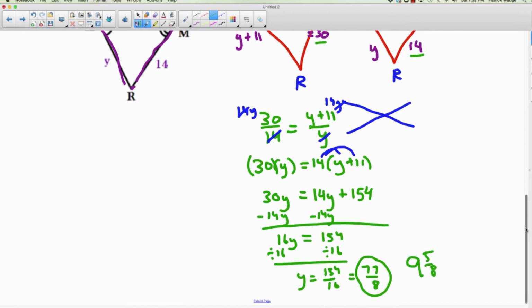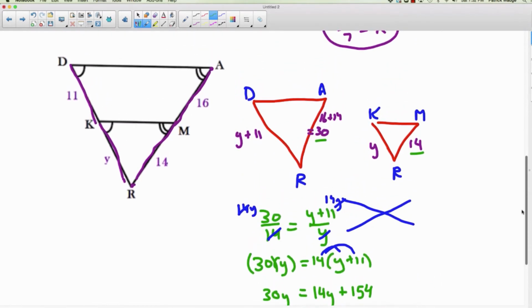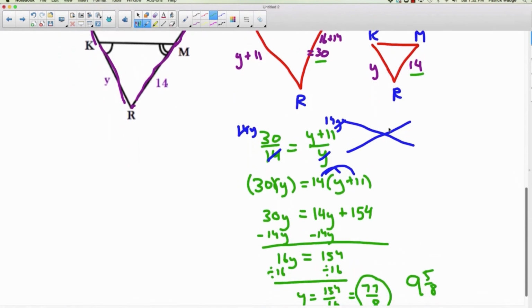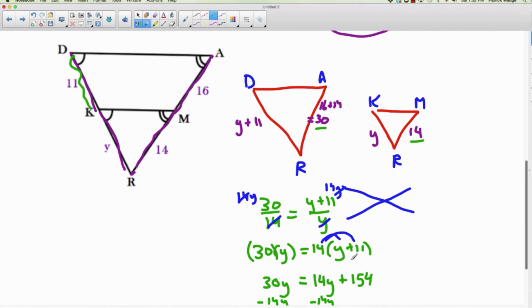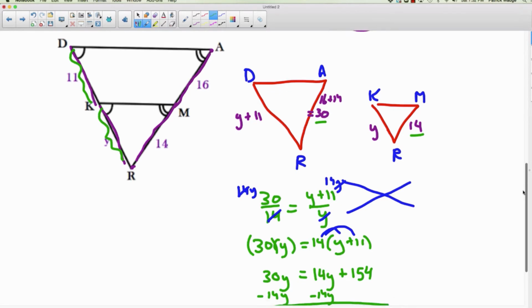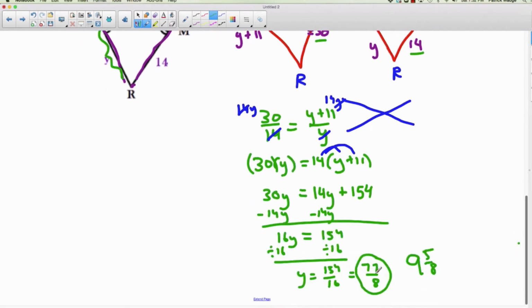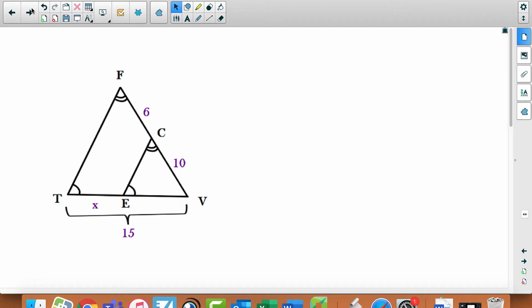So let's see how that looks. You can't always trust the drawings. Sometimes they draw them horribly. But basically what that's saying is, if this is 11 from here to here, then we just found it's 9 and 5/8 from there to there. Sounds about right. Looks good. So I trust we've done that right. Okay, 77 over 8 is a good answer.